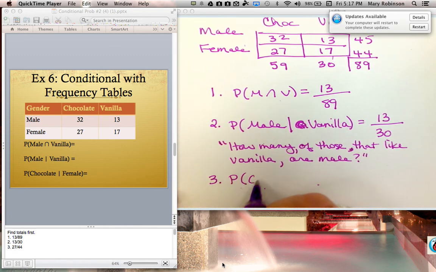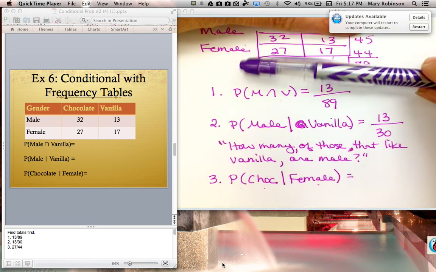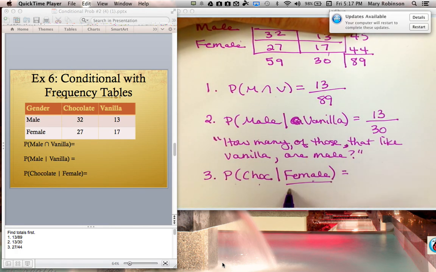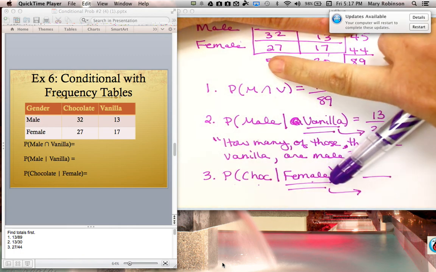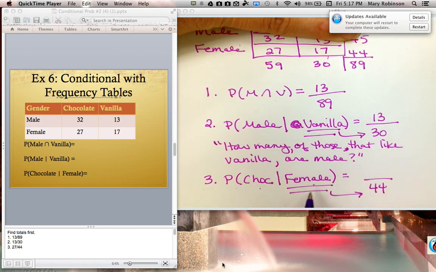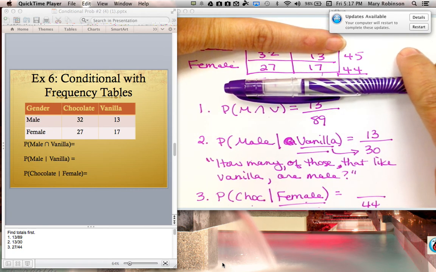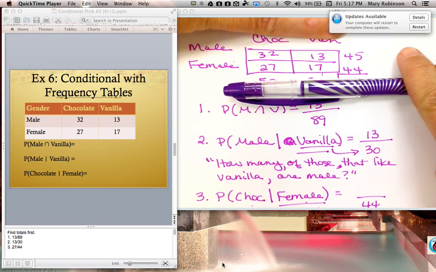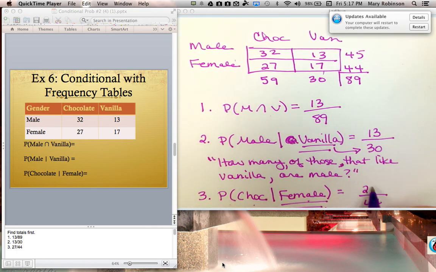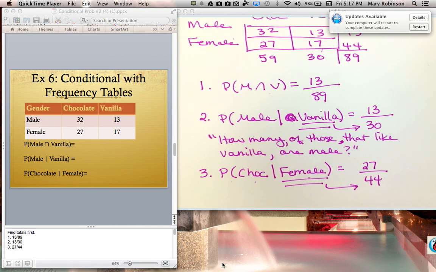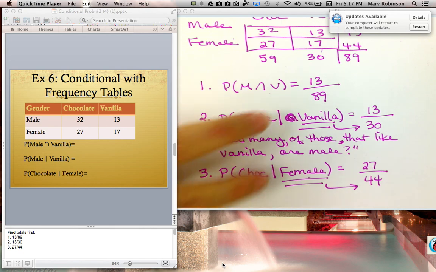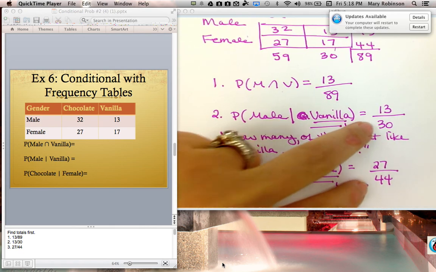And last, you are asked the probability that someone likes chocolate given that they are female. Well, if that's the case, we want to concentrate on only the females. Again, the given part, just like up here, vanilla total was 30, we're going to use our female total. And our female total is 44. What it's asking is how many of those 44 like chocolate. So if we look back at our frequency table, of the 44, there are 27 females that like chocolate. So our probability is 27 out of 44. So remember, what's different is the given, the denominator changes. Your sample space changes to whatever the given is.